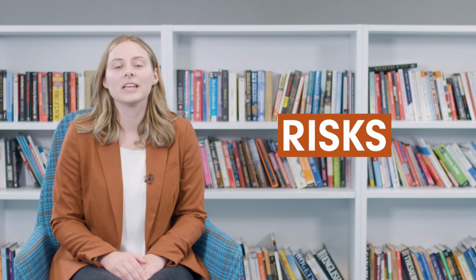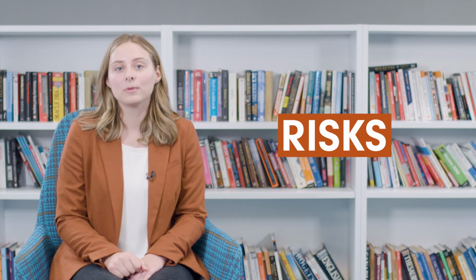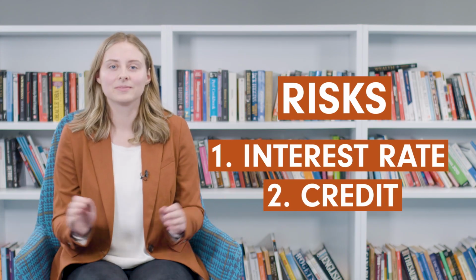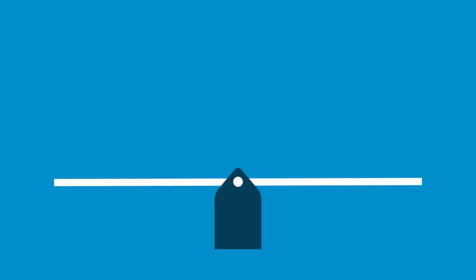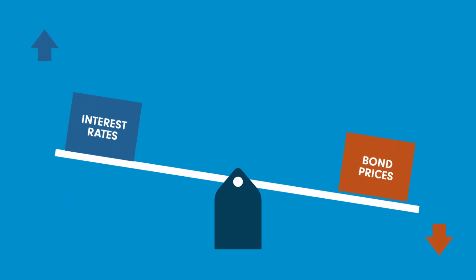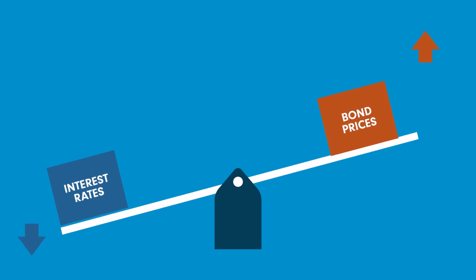Now that we got that out of the way, in order to understand what influences a bond's price, you need to understand the types of risks that you're taking when you make these investments. While there are various risks to consider, the two primary ones that typically influence a bond's price are interest rate risk and credit risk. Let's start with interest rate risk. As a general rule of thumb, if interest rates move up, bond prices go down. And if interest rates move down, bond prices go up.